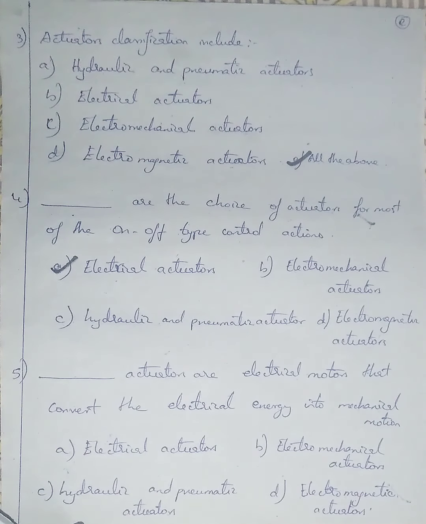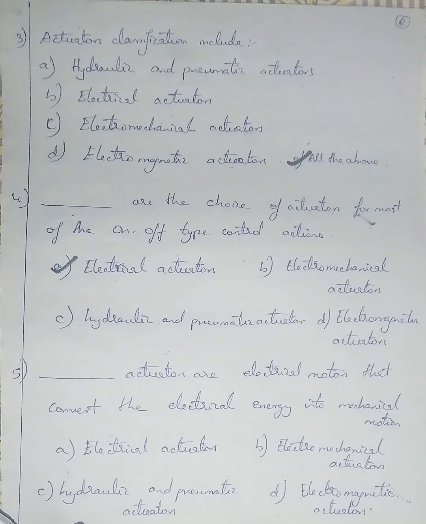Question number 5: dash actuators are electrical motors that convert electrical energy into mechanical motion. Option A is electrical actuators. Option B, electromechanical actuators. Option C, hydraulic and pneumatic actuators. Option D is electromagnetic actuators. Actuators in the sense you can imagine pistons. Okay, actuators and pistons are the same.